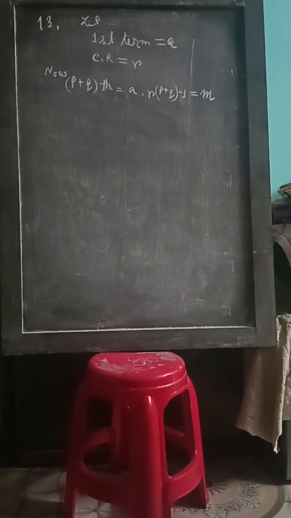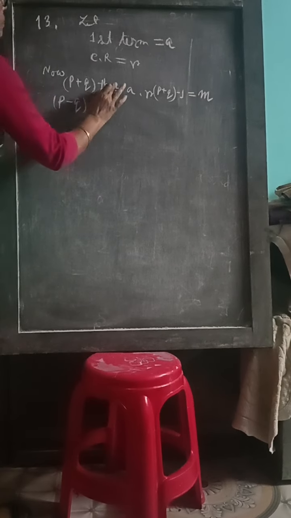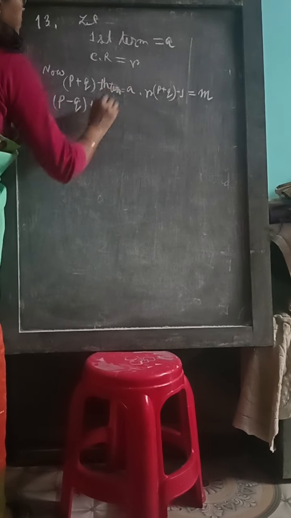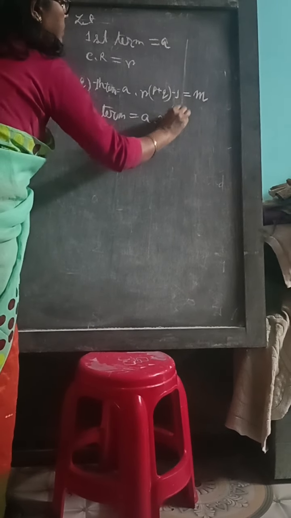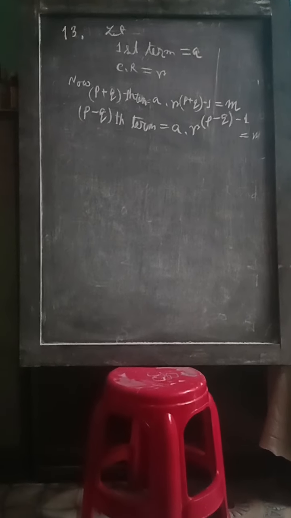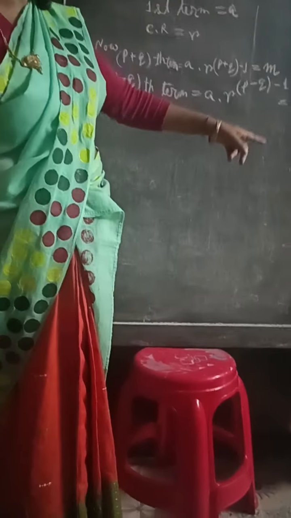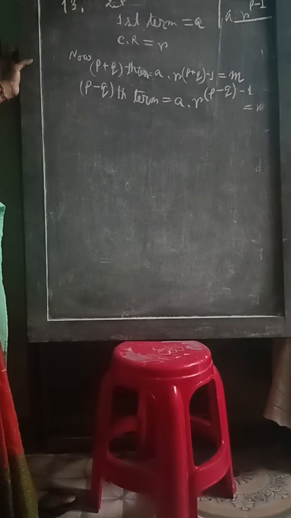And next, what is the p minus q term? The p minus q term is a into r to the power p minus q minus 1, and it is given as n. Then we have to find the p term. From this we must find the p term. That means the p term is what? A into r to the power p minus 1. We need to find this term. Okay? Understand this?